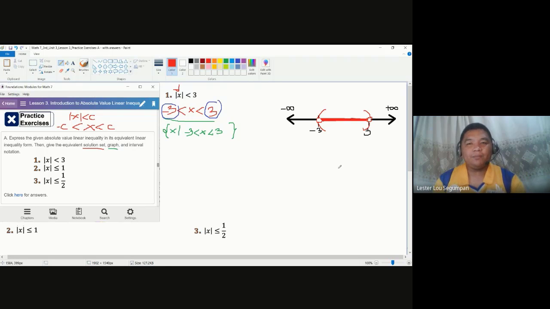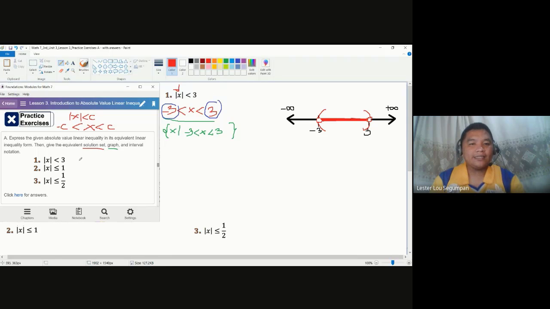Again, if you compare with the previous video and the previous practice exercises, we noticed that our graph extends to either positive or negative infinity. But here, for absolute value linear inequalities involving the less than or equal notation, they meet in between. They do not stand in infinities.